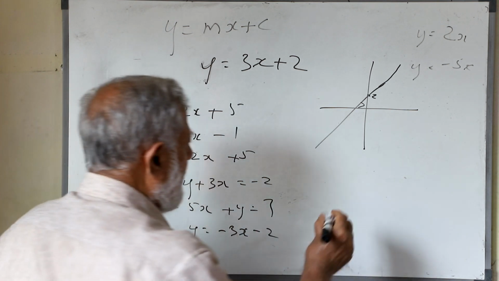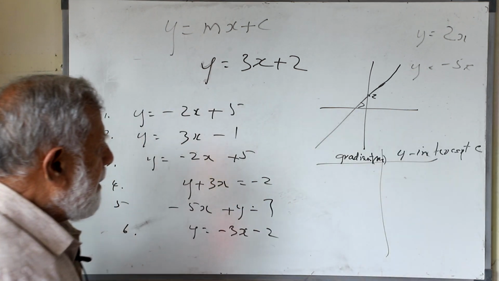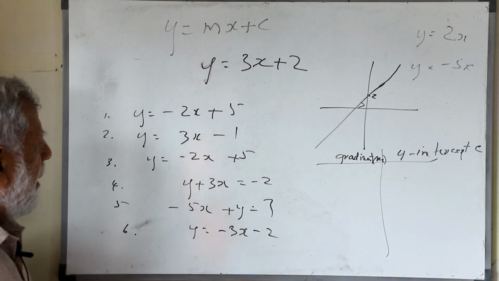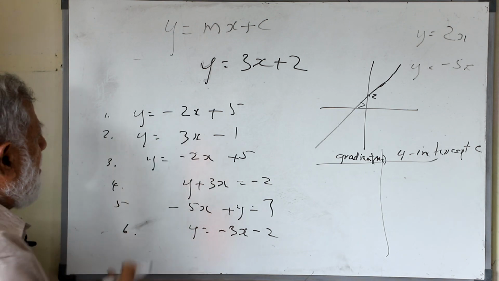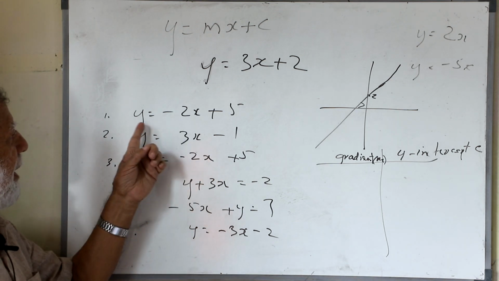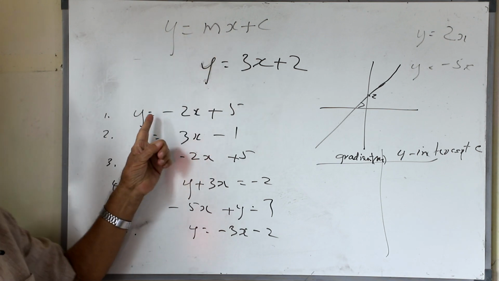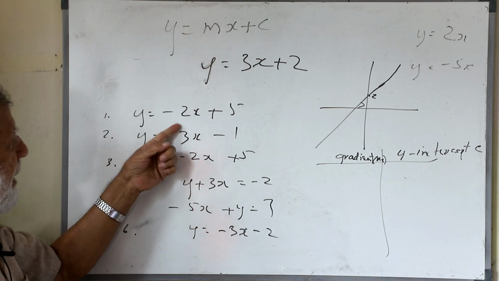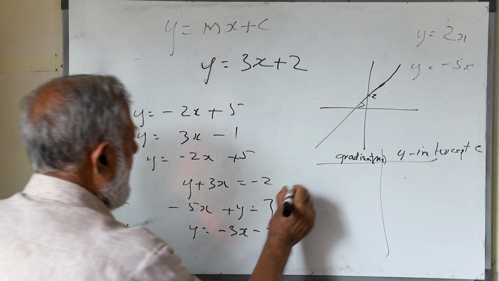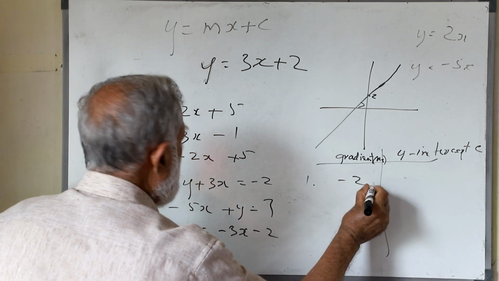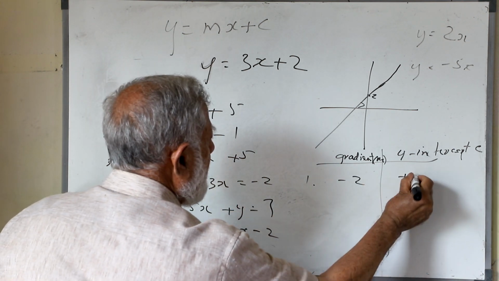So we will draw a table like this, with y-intercept c and gradient m. Now if we take the first equation, minus 2x plus 5, it is very simple because this is the form y is equal to mx plus c. When it is in the form mx plus c, it is easy to get the gradient. So the gradient of the first one is minus 2, and the y-intercept is plus 5.